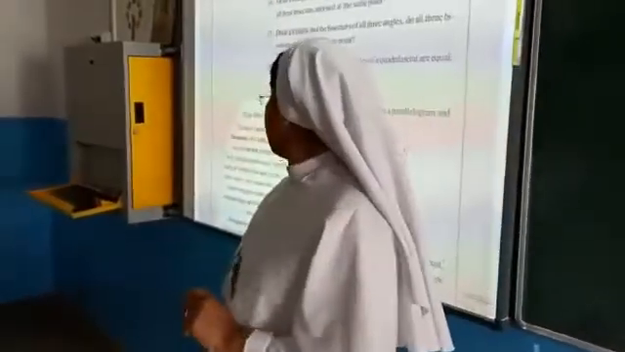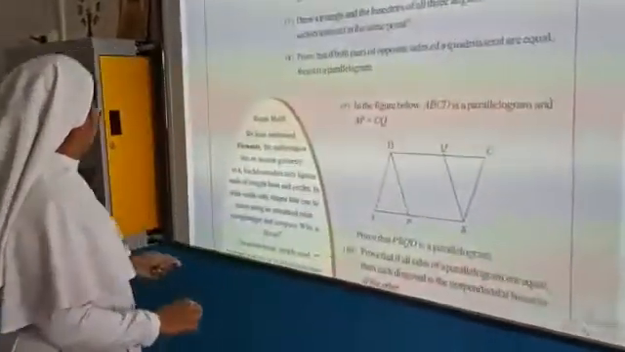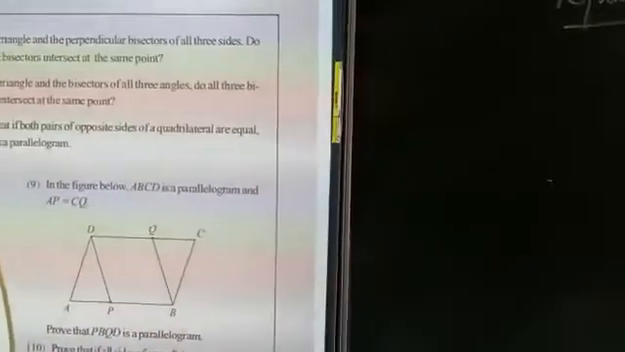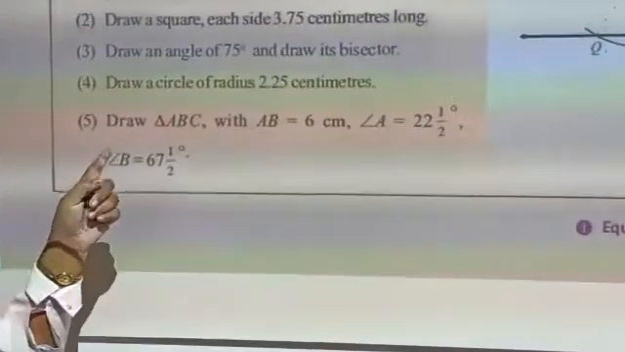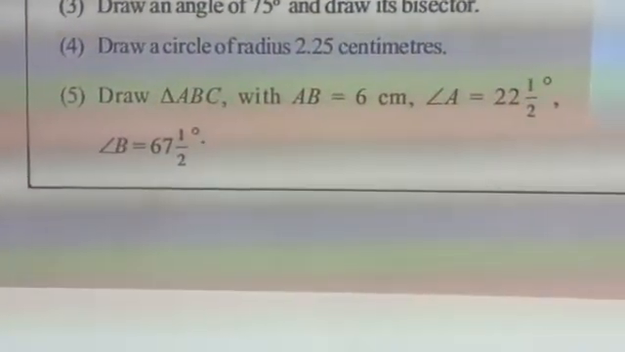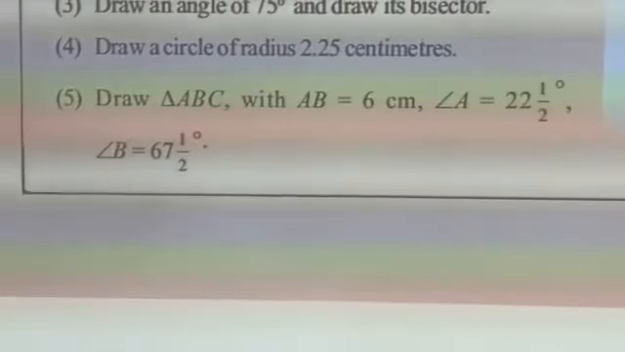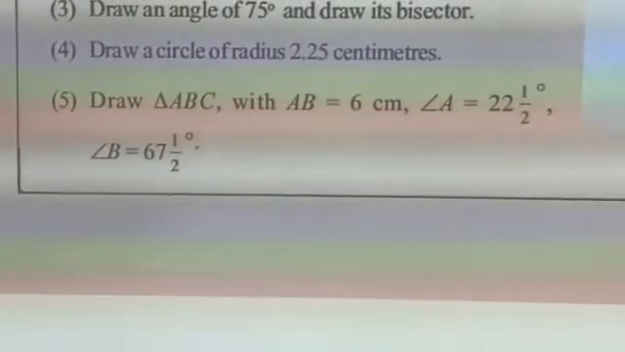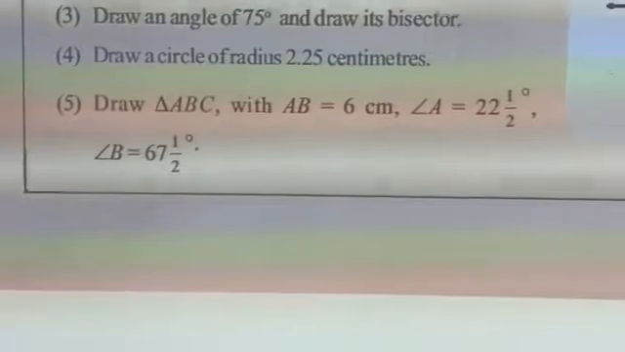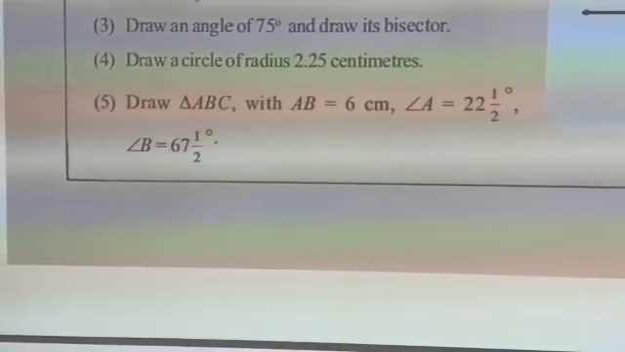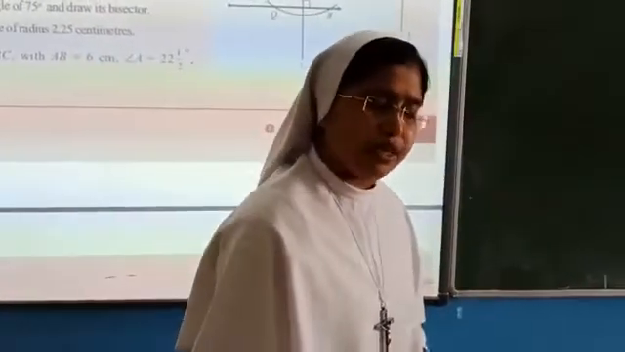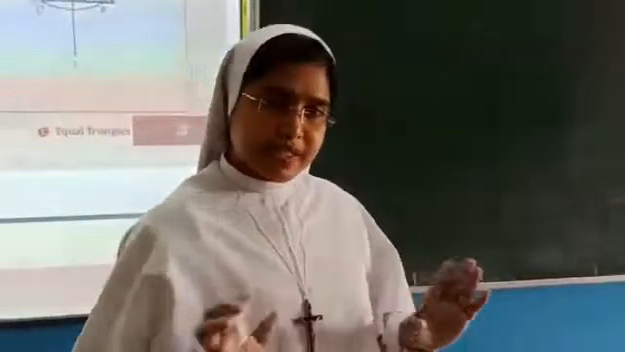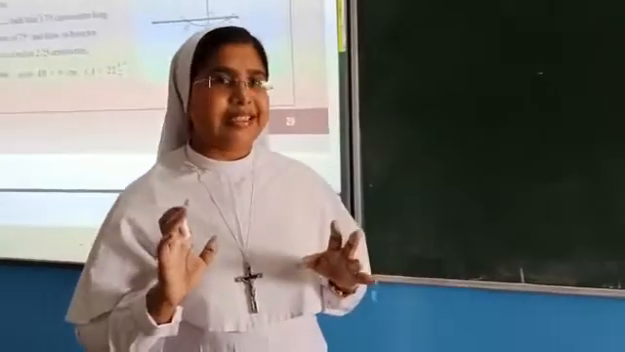Now you can see the next problem in the textbook. The question is, draw triangle ABC with AB equal to 6 centimeter, angle A equal to 22.5 degree and angle B equal to 67.5 degree. At first when you see the question, you may feel that it is very difficult, but dear students, it is very easy to solve, only you should know the techniques of how to draw.